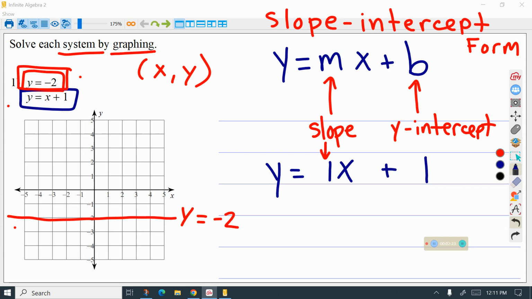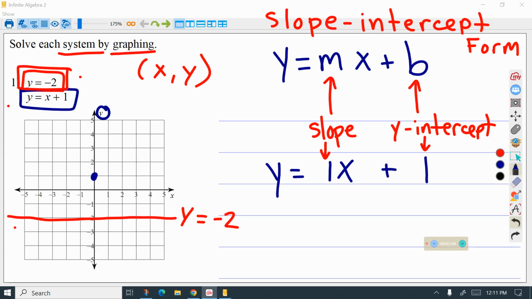Then we have to know that the y-intercept for this example is 1 also, okay? So that's what we got here. The y-intercept means this is where the blue line crosses the y-axis. So it crosses right here at that place, and I put a dot there. That's the way we start these problems.